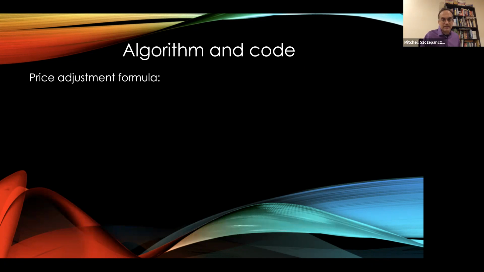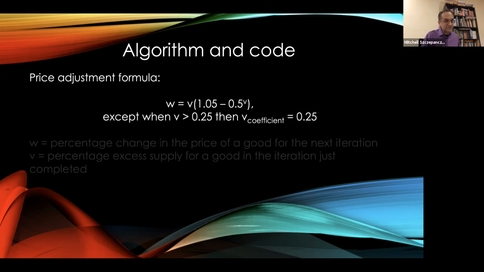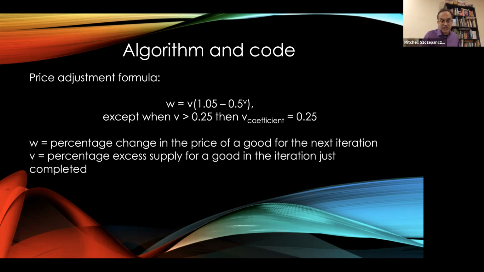That price adjustment formula that I alluded to a moment ago, at least to what we determined to be reasonably effective for the model of the code that we had published and which is going to be presented here in a moment, is as follows. Looks like this. What does this mean? W refers to the percentage change in the price of a good for the next iteration. That's what W is. And we use V as well as this pricing formula for determining that. That is, V refers to the percentage excess supply for a good in the iteration just completed. Excess supply refers to the difference between supply and demand. And that's referred to as V.